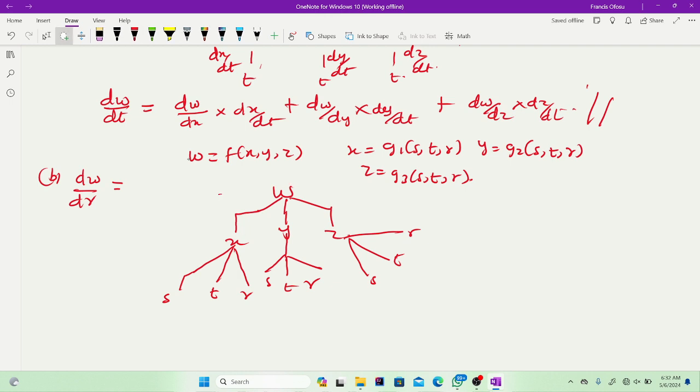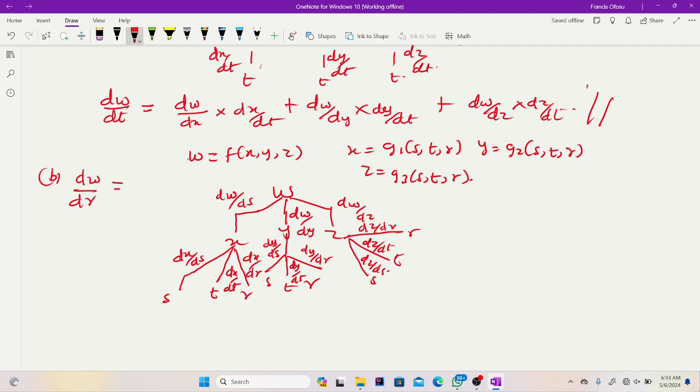So from W to X is what? The dw on the dx. From X to S is the dx on the ds. X to T is the dx on the dt. X to R is the dx on the dr. W to Y is what? The dw over the dy. Y to S is the dy over the ds. Y to T is the dy over the dt. Then the dy over the dr. Then W to this is the dw over the dz. The dz to the dr. The dz to the dt. And the dz to the ds.